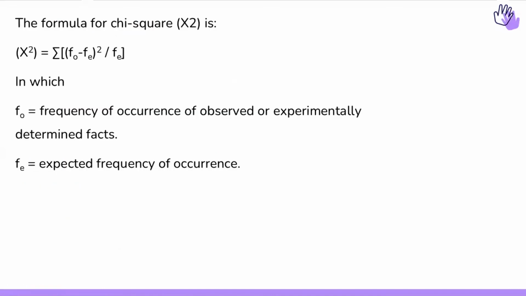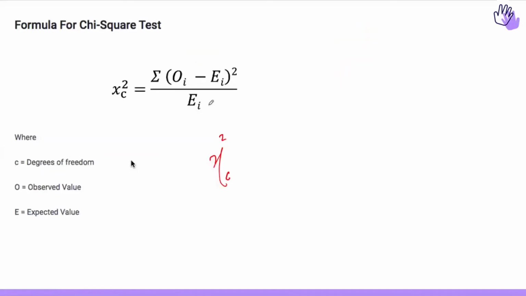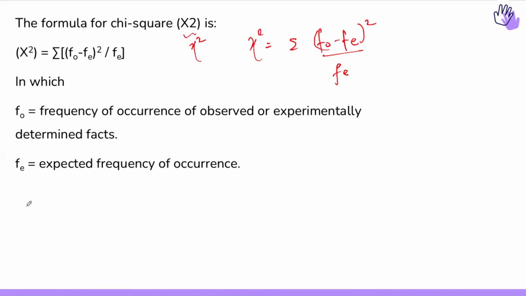This formula for chi-square can also be written as chi-square equals the summation of (f0 minus fe) whole squared divided by fe. It is the same thing as before. Instead of Oi it is written as f0, and instead of Ei it is written as fe. So f0 is the frequency of occurrence of the observed or experimentally determined fact, and fe is the expected frequency of occurrence. We just have to remember this formula.